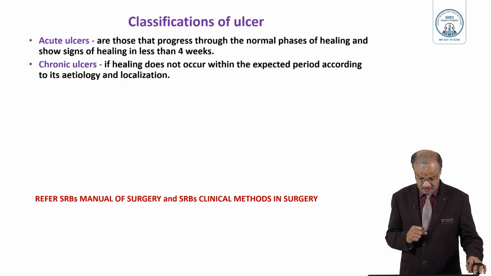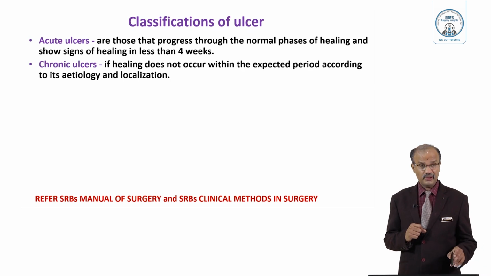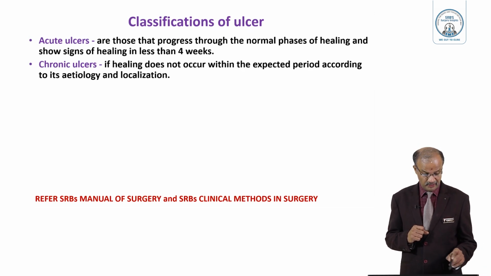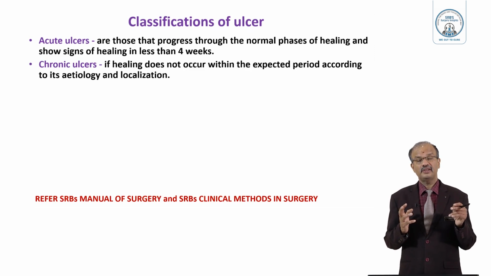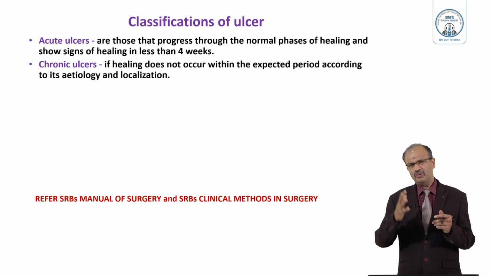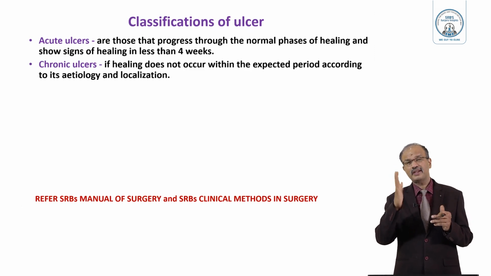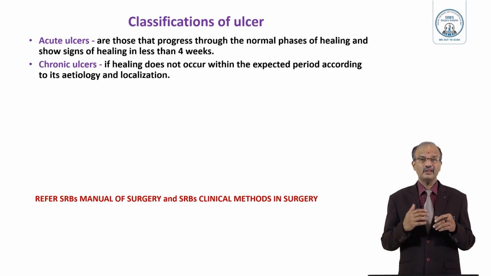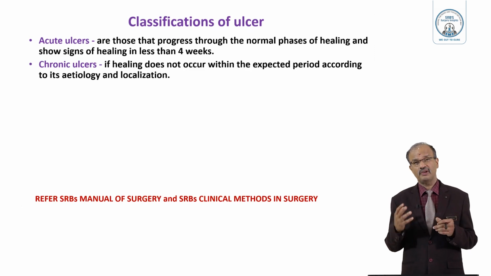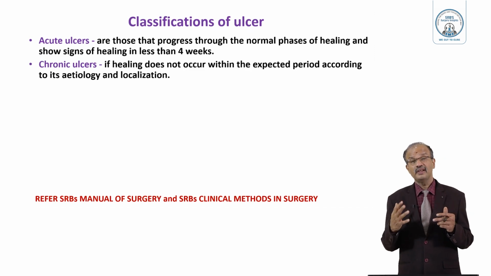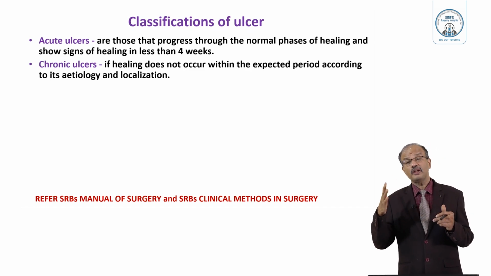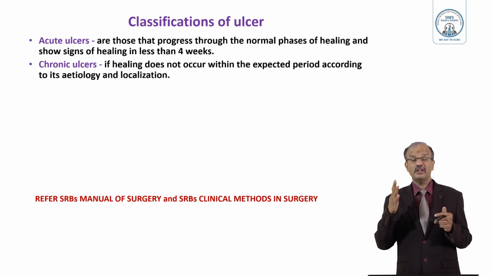Other classifications: acute ulcers and chronic ulcers. Acute ulcers usually heal within 4 weeks. 4 weeks is a very apparent timing. Within the expected time of healing, it heals. You expect this ulcer should heal in 4 weeks. Chronic ulcer is an ulcer that does not heal within the expected period of healing.